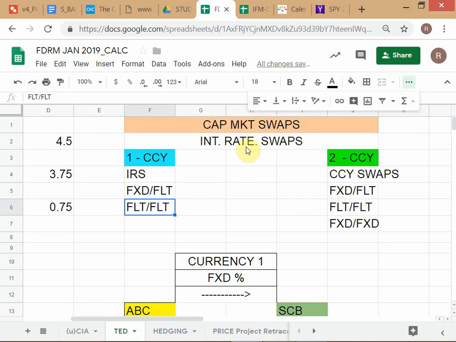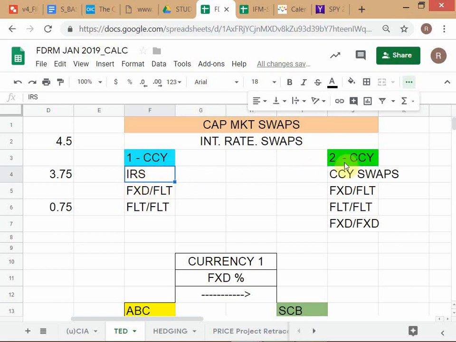I'm going to call all of them interest rate swaps, but that's not something that the market uses. Now what are these? These are called fixed floating interest rate swap. For short, the market will just call it IRS, but to be specific, you should say fixed floating interest rate swap, with one currency, fixed. The market calls these IRSs, and these are called currency swaps.